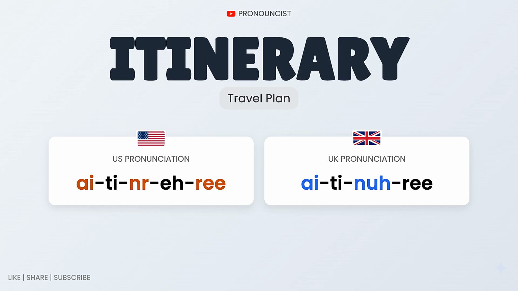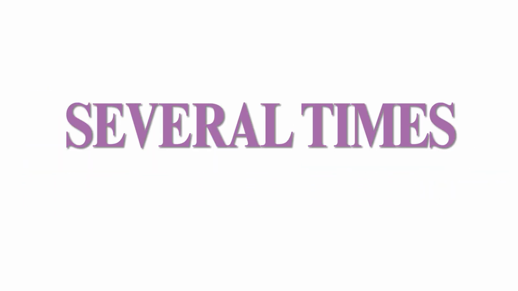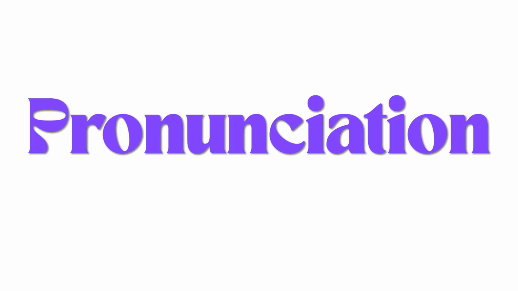Don't add extra R in UK. Practice repeatedly and you'll soon be able to say this word perfectly. The best way to practice is to repeat the syllable multiple times. The meaning of the word is travel plan. Try repeating this word several times to improve your pronunciation.